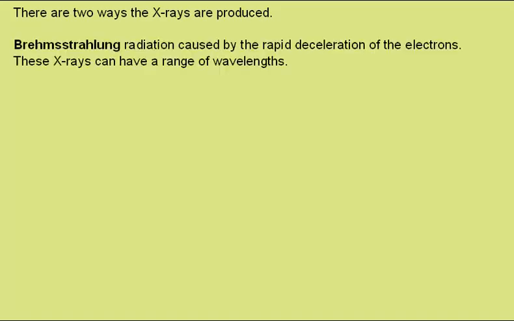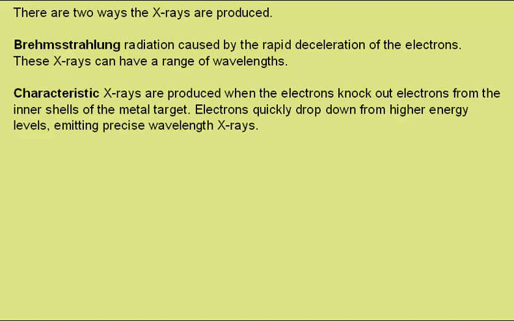There are two distinct ways that the X-rays can be produced. There's Bremsstrahlung radiation caused by the rapid deceleration of the electrons, and these X-rays can have a range of wavelengths. Also, there are characteristic X-rays. These are produced when the electrons knock out electrons from the inner shells of the metal target. Electrons then quickly drop down from the higher energy levels, emitting precise wavelength X-rays.